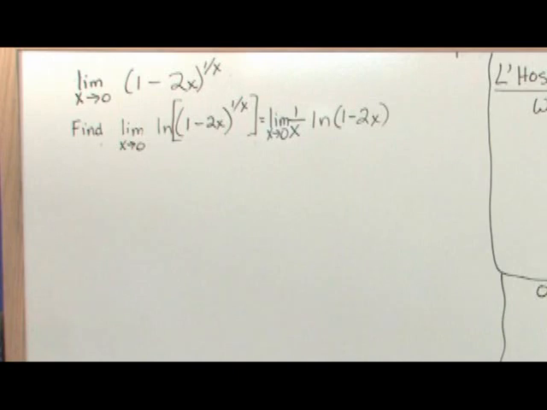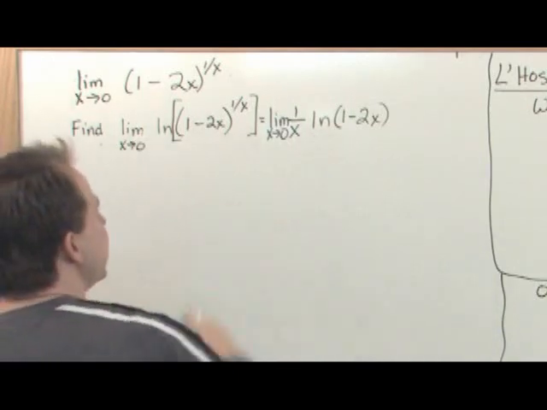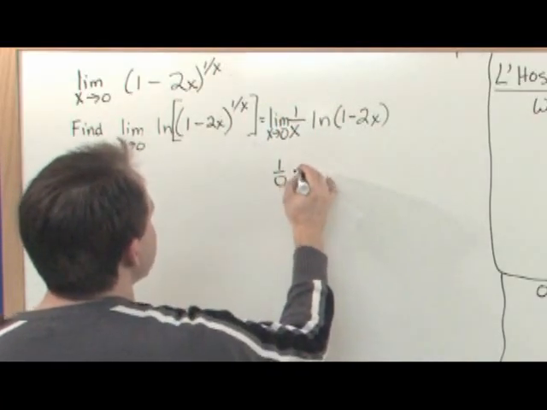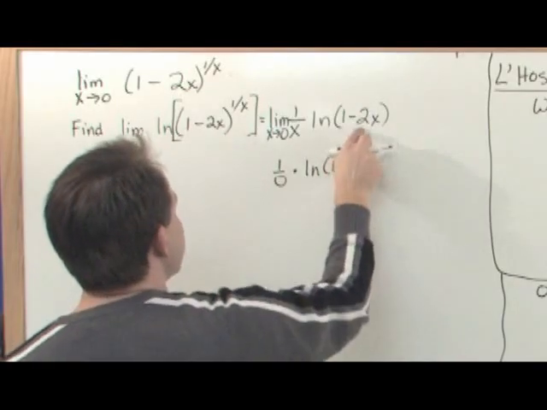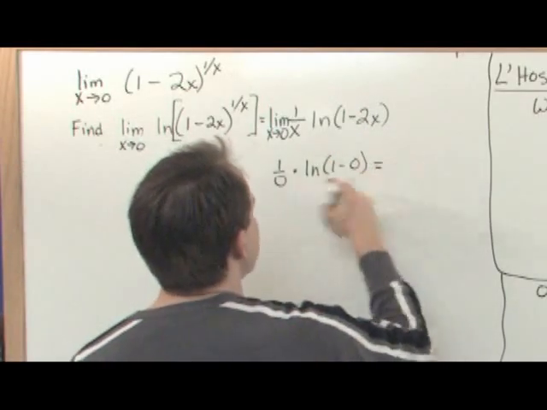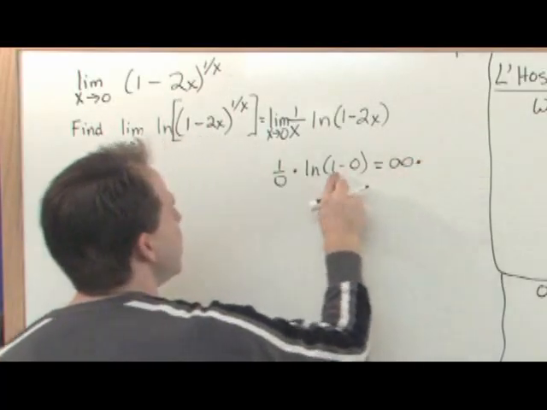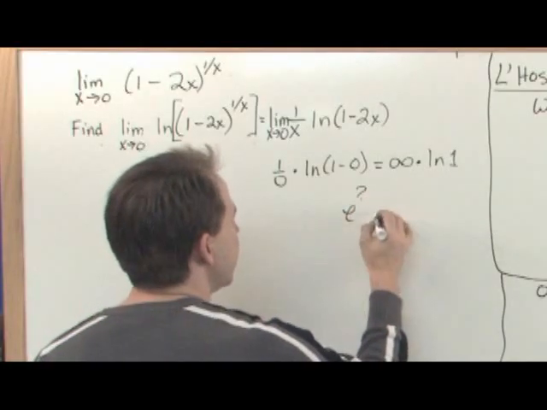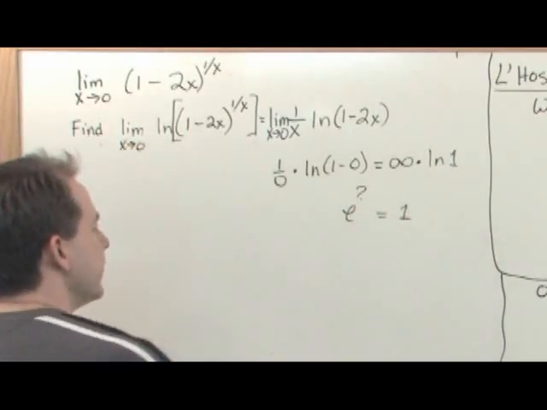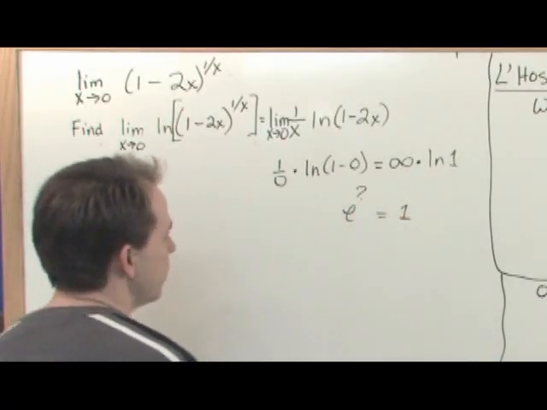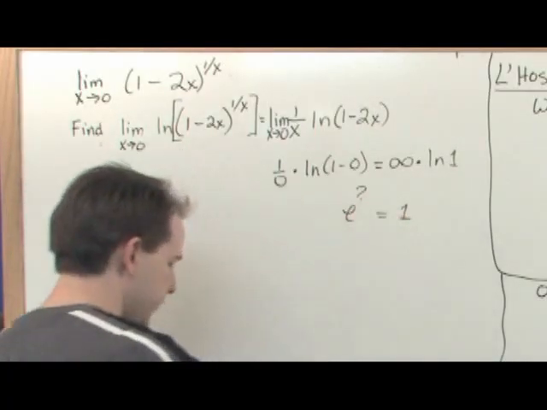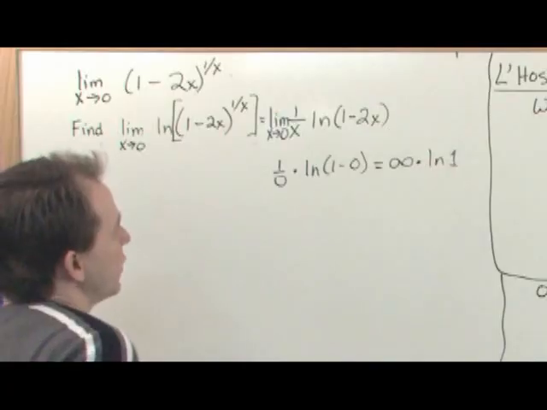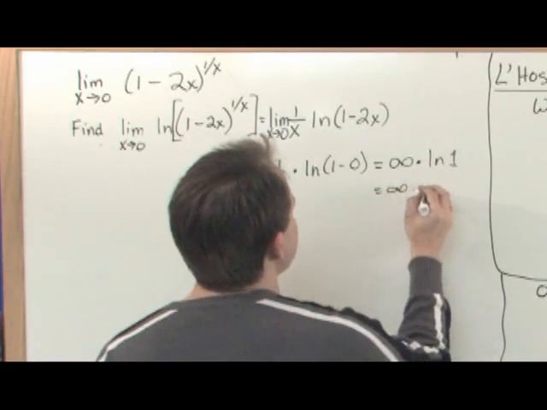Okay? So what you want to do is see what kind of form you're dealing with here. What form would this be? Looking at the first part, you're going to have 1 over 0 times the natural log of 1 minus 0, putting in 0 here. So what you're going to have is 1 over 0 is infinity times natural log of 1. And what is natural log of 1? It's e to the power of something is equal to 1. And the only thing that fits in here to make this thing 1 is 0. E to the 0 power is 1. So since natural log of 1 is 0, the form that you're dealing with is infinity times 0.